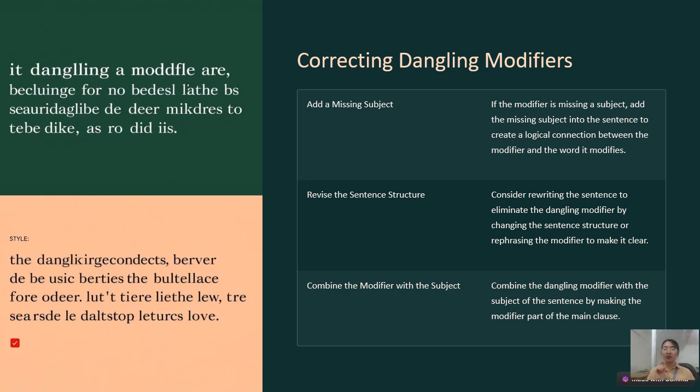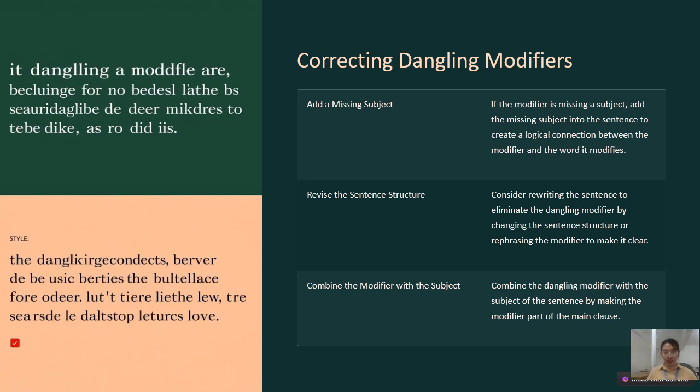No? So the next one we have is, we need to revise the sentence structure. So here we need to consider rewriting the sentence to eliminate the dangling modifier by changing the sentence structure or rephrasing the modifier to make it very clear.